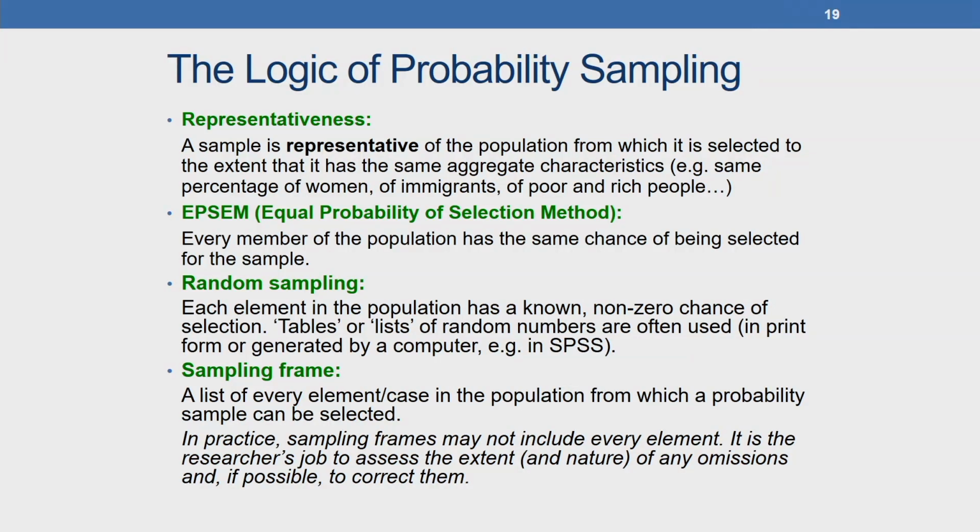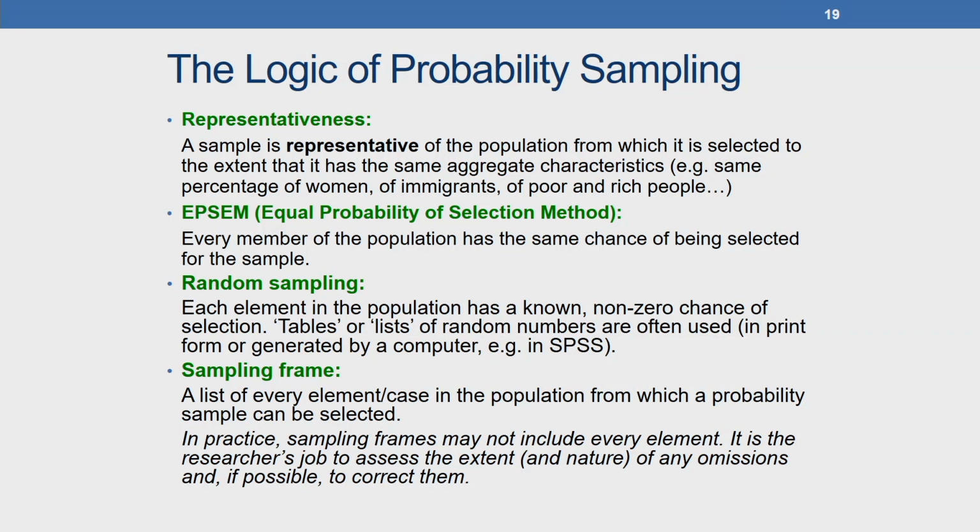So, what is the logic of probability sampling? We can group them as following. First is representativeness. A sample is representative of the population from which it is selected to the extent that it has the same aggregate characteristics. Example, same percentage of women, immigrants, poor and rich people. Equal probability of selection. So, when we are drawing a random sample, every member of the population has the same chance of being included in the sample. So, in a random sample, each element in the population has a known or non-zero chance of selection. Tables or lists of random numbers are often used, either in print form or generated from the computer, from Excel sheets and so on.